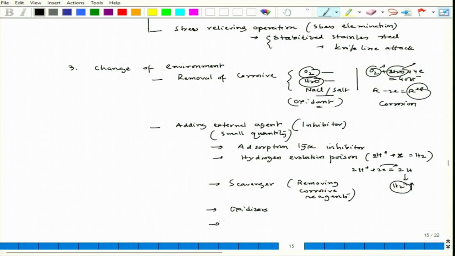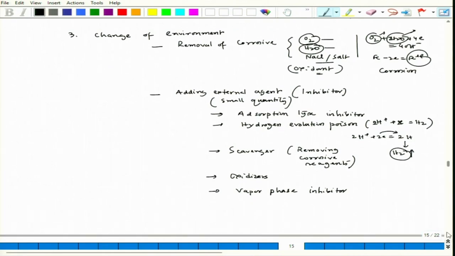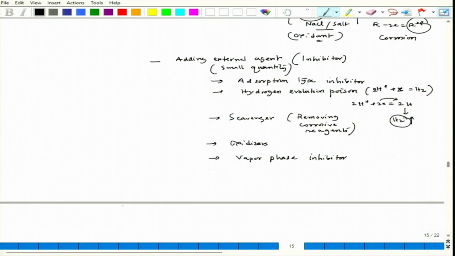Then there could be possibility of vapor phase inhibitor. Okay. So, we will talk about vapor phase inhibitor separately. So, those are the different variations of inhibitors, and this is a rough distribution of different inhibitors. We have more detailed distribution of inhibitors as we talk about inhibitor separately. Then this is again following the change of environment. The change of environment can be possible if we have operating variable, change in operating variable.